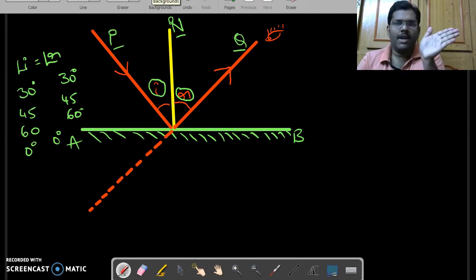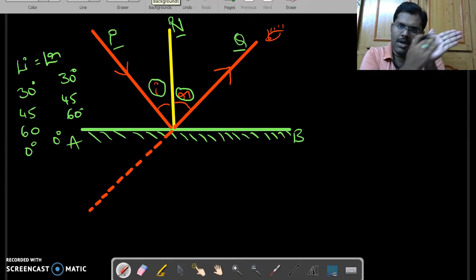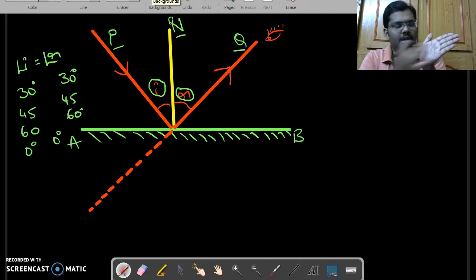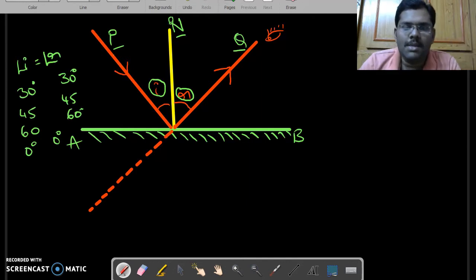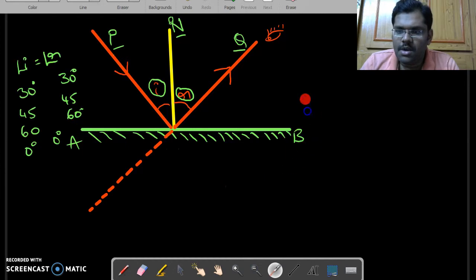So assume my hand as a surface. So here those three lines can be seen in our hand. So they are taken as a plane. So this is completely taken as a plane surface. Okay. So that is the second law.